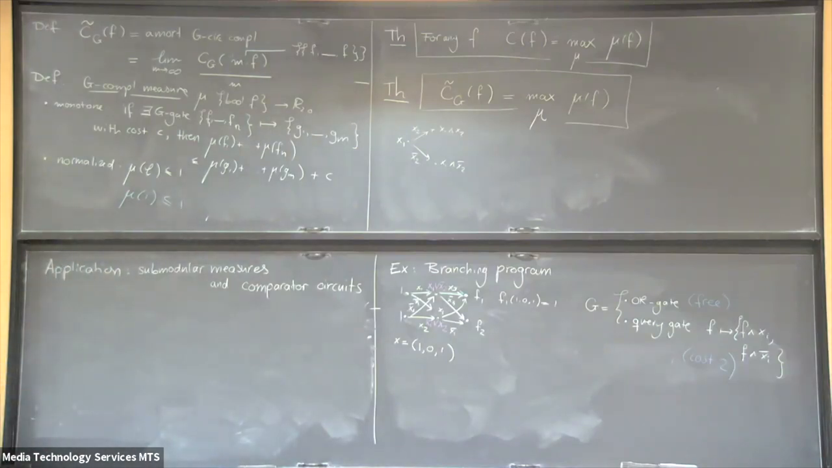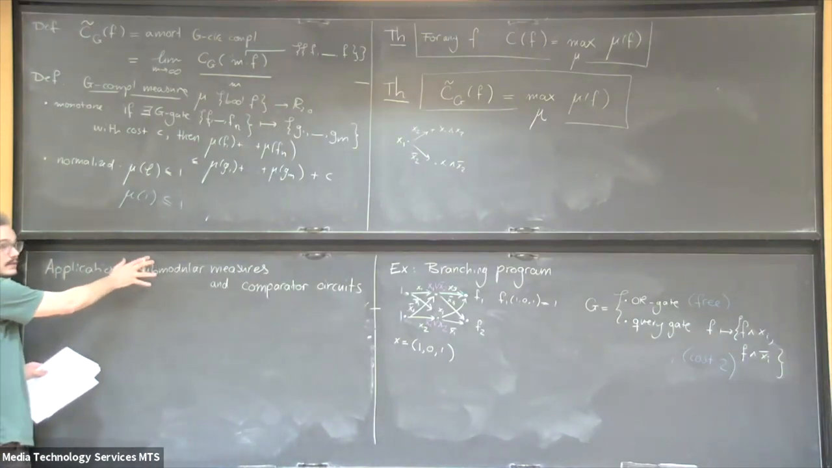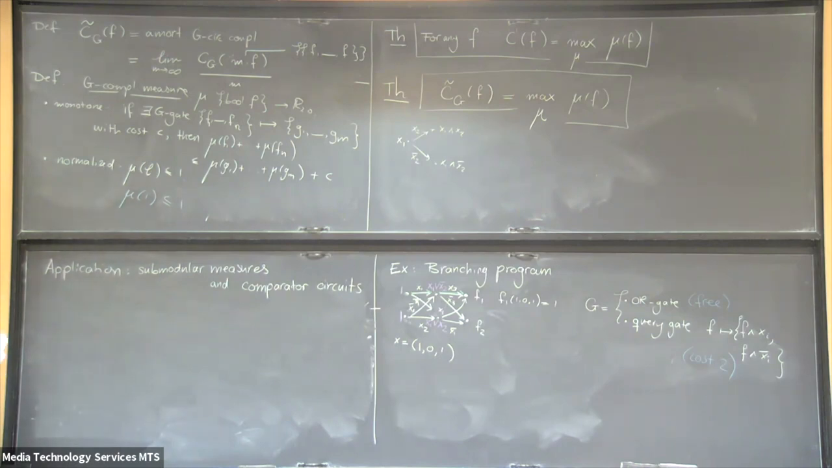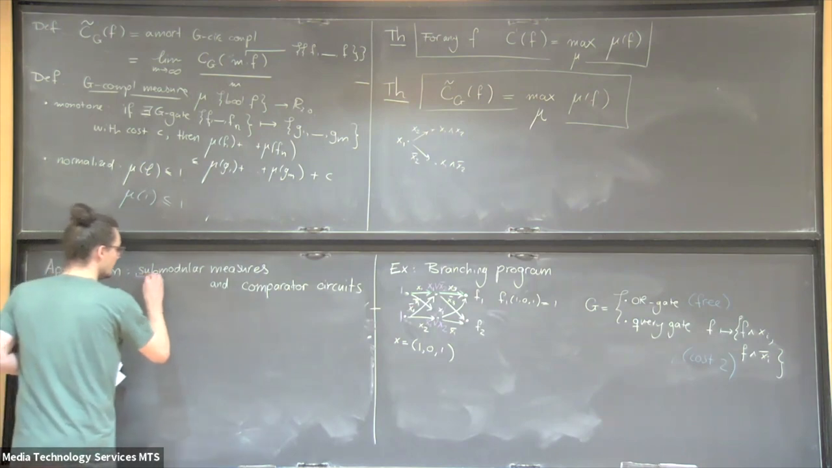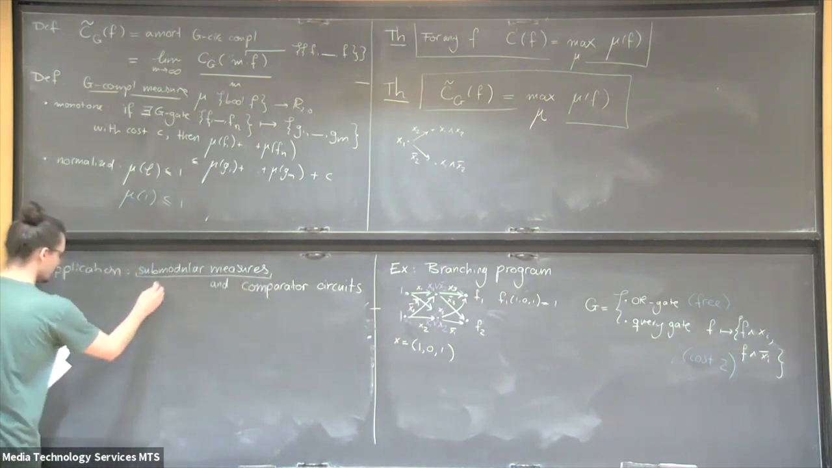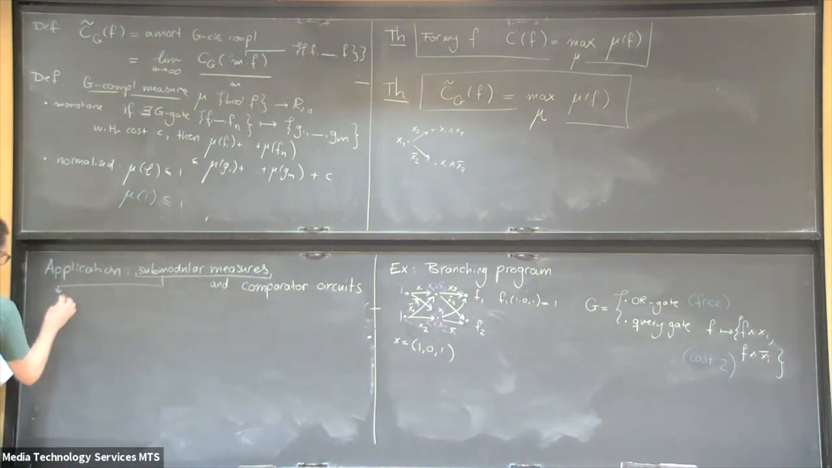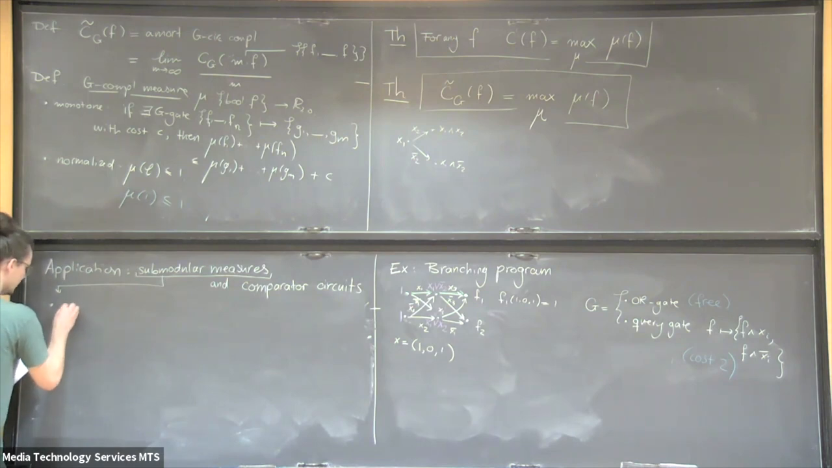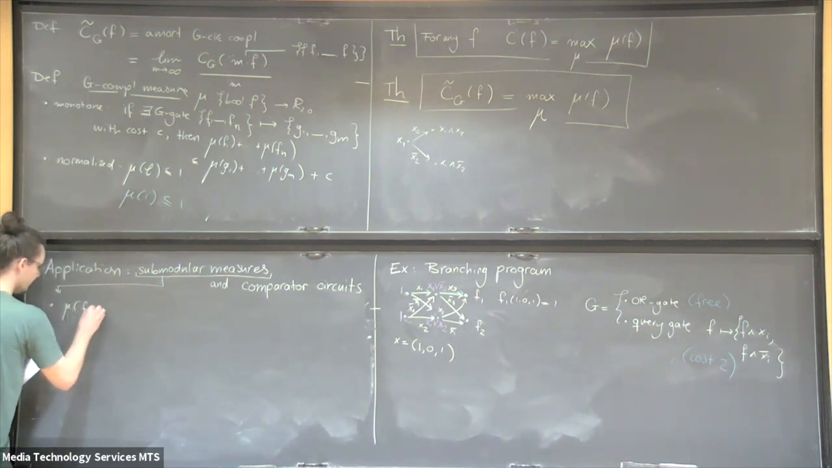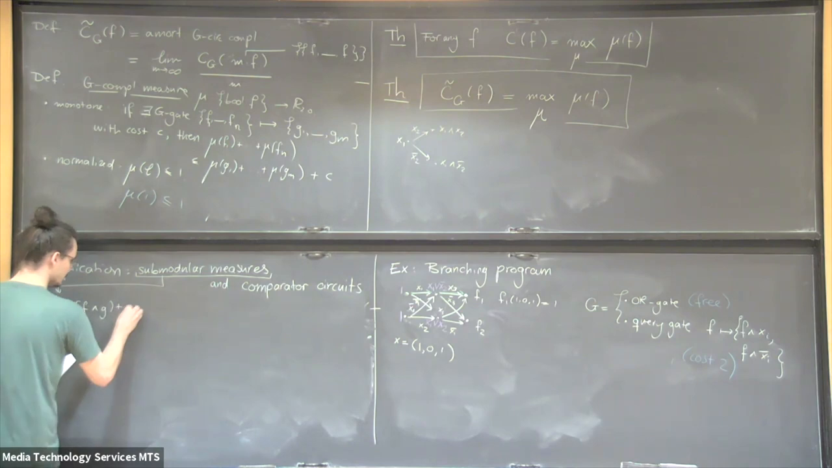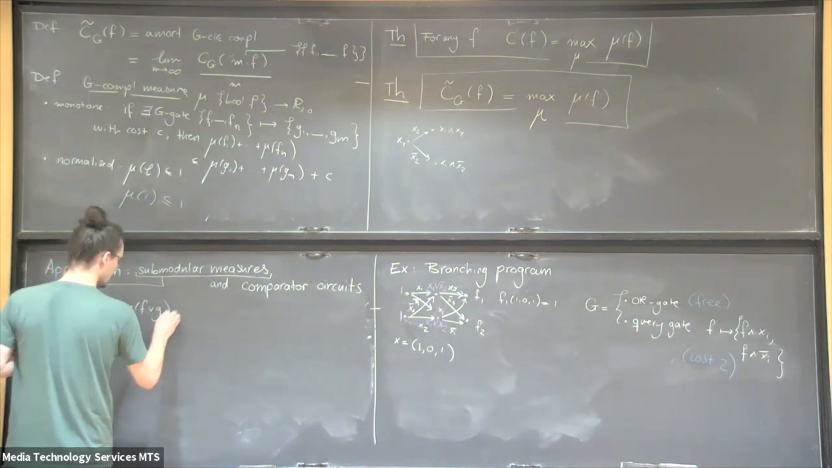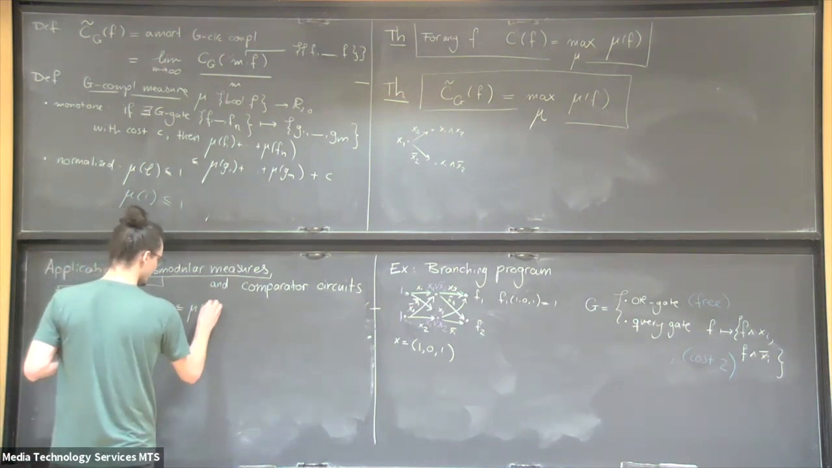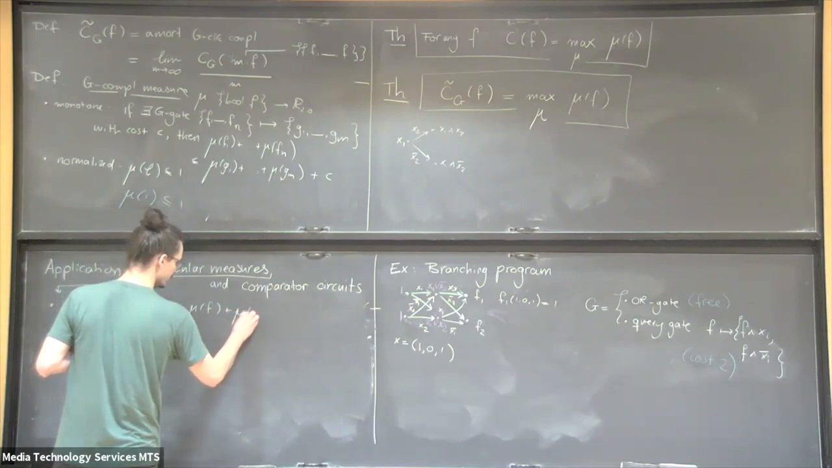Now, what are some other measures? They're a subset of the formal complexity measures that we've seen for formulas, and they were introduced by Razborov. They're defined as follows. It's any measure again on Boolean functions, but now it has the following property: mu of f and g plus mu of f or g is at most mu of f plus mu of g, for any Boolean functions f and g.